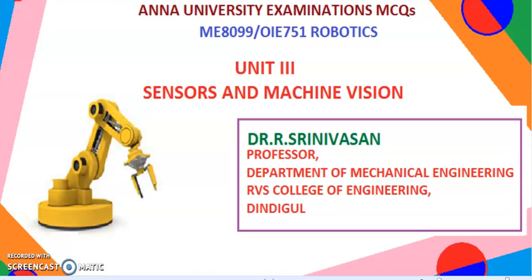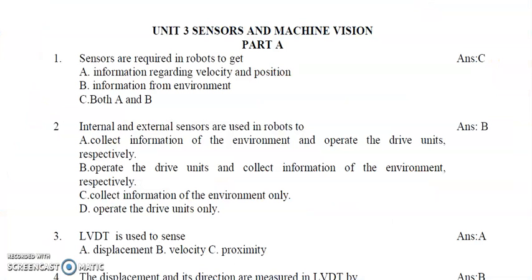This will help you to understand how the MCQ questions will be asked, multiple choice questions will be asked. So we'll go into the video. This is for Unit 3, Sensors and Machine Vision. So as I already mentioned, there are two sections, Part A and Part B. First we are going to see the Part A, Unit 3, Sensors and Machine Vision, Part A.